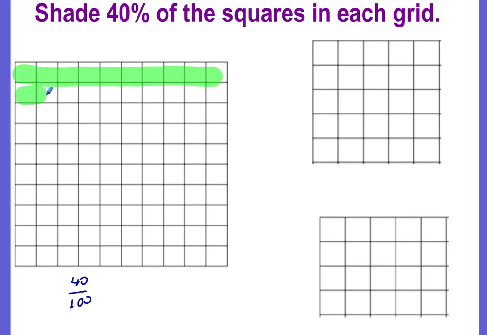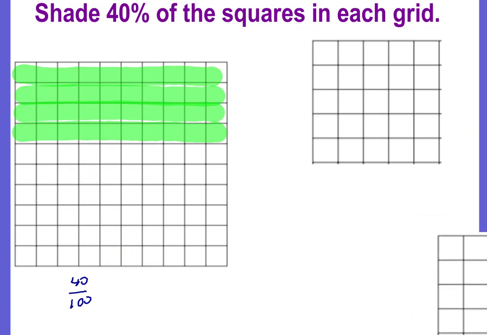So there's 10, 20, 30, and 40. You can use your pencil, you can use a pen. If you have a colored pencil, you can use a colored pencil. Whatever you need to do your shading. I'm going to move this one out of the way here. Okay, let's look at the second grid.